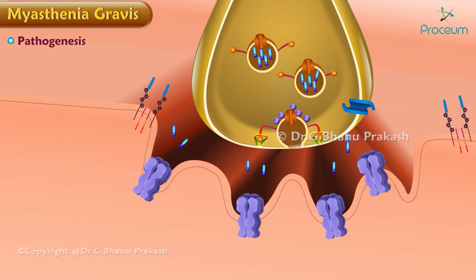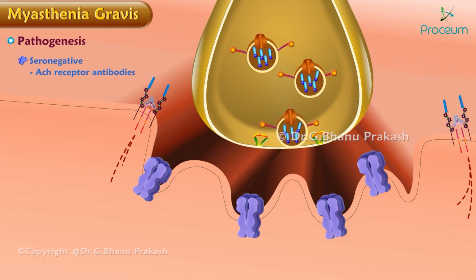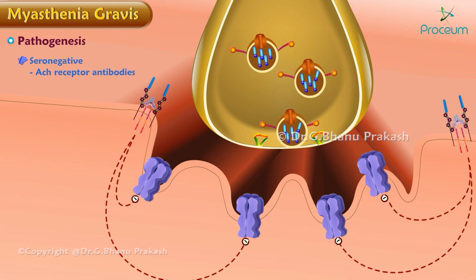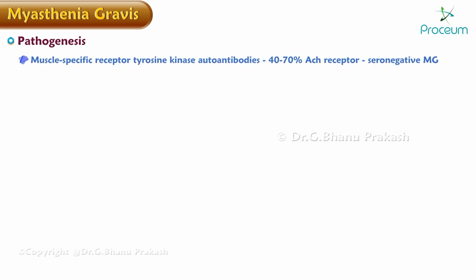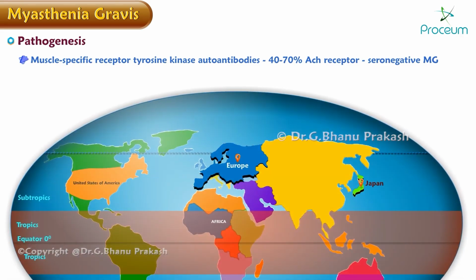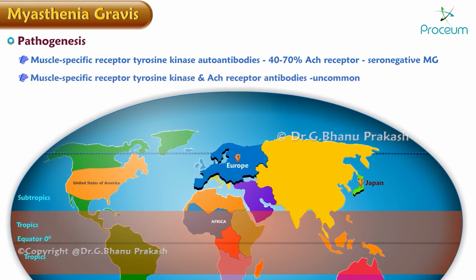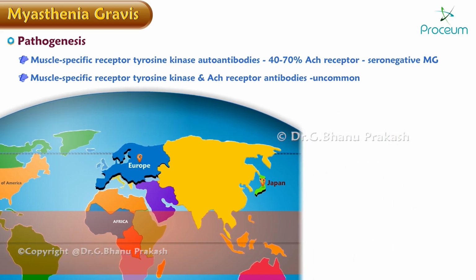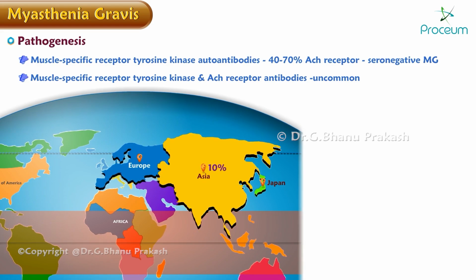Some patients with myasthenia gravis who are seronegative for acetylcholine receptor antibodies have antibodies directed against another target on the surface of the muscle membrane, muscle-specific receptor tyrosine kinase. Muscle-specific receptor tyrosine kinase autoantibodies are commonly seen in 40 to 70% of patients with acetylcholine receptor seronegative myasthenia gravis, especially from Europe and Japan. Patients with both muscle-specific receptor tyrosine kinase and acetylcholine receptor antibodies are uncommon, although the frequency may be as high as 10% in some regions in Asia.